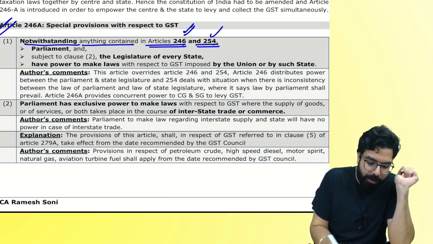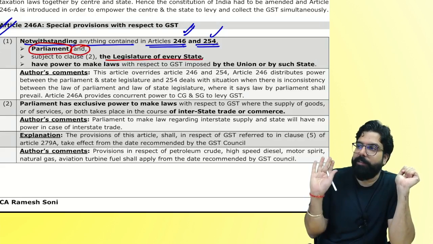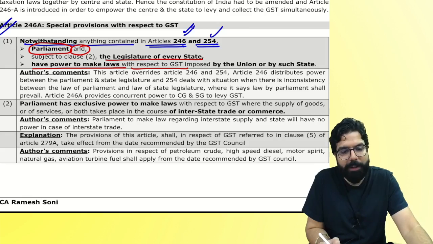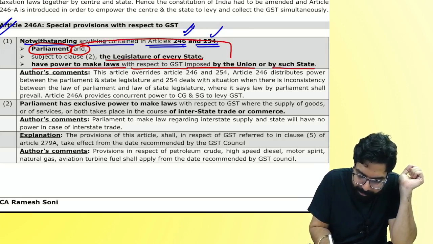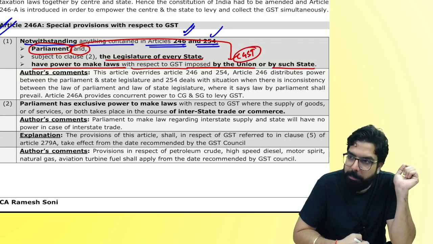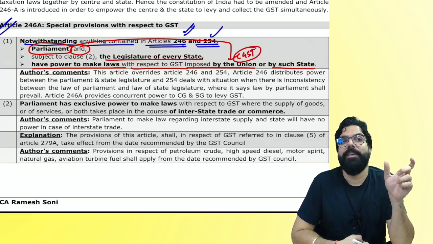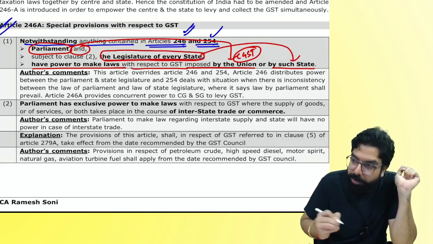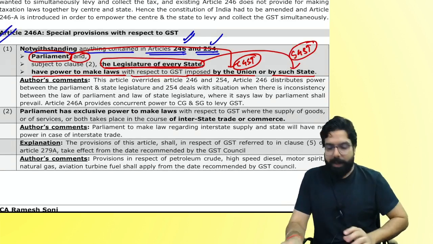See, what are they telling now? Parliament and the legislature of every state have the power to make law with respect to GST. Who will make the law, everyone? To be imposed by the Union and the state. See, Parliament will make the law with respect to GST to be imposed by the Union, means CGST law will be made by Parliament. The CGST Act was passed through what? Parliament. And the state legislature will make the law with respect to such state. Means SGST law will be made by whom? State government. And that is why I told you over here.